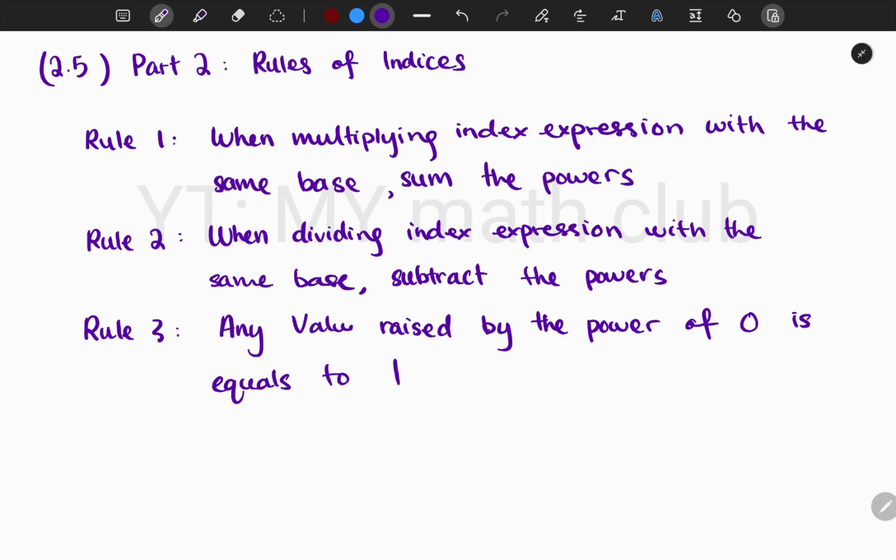Rule 1. When multiplying index expression with the same base, sum the powers. Rule 2. When dividing index expression with the same base, subtract the powers. Rule 3. Any value raised by the power of 0 is equal to 1.